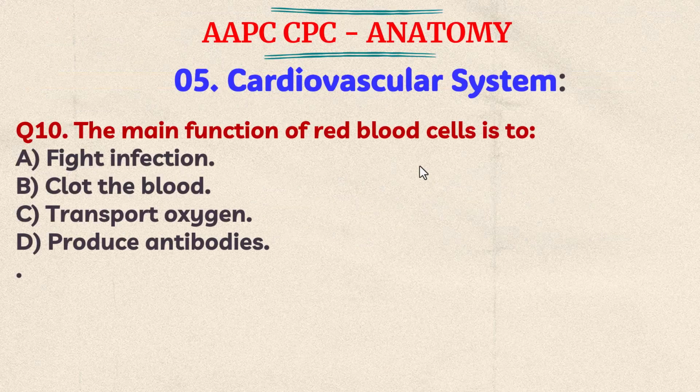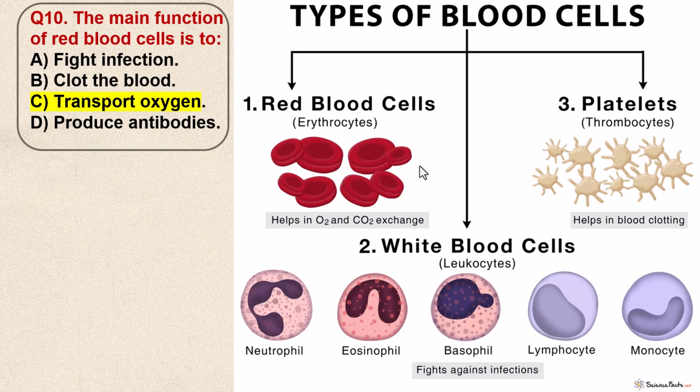Question number 10. The main function of red blood cells is to A. Fight infection. B. Clot the blood. C. Transport oxygen. D. Produce antibodies. So think the answer. The correct answer is C. Transport oxygen. When you look at the types of blood cells, the red blood cell is responsible for transporting oxygen.